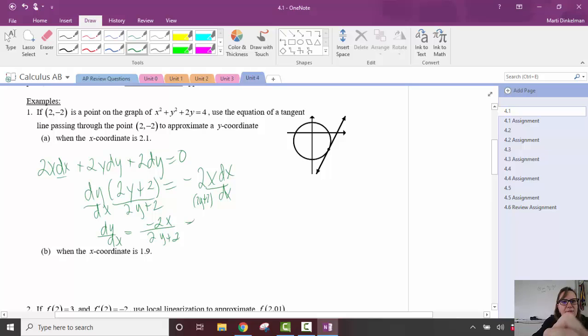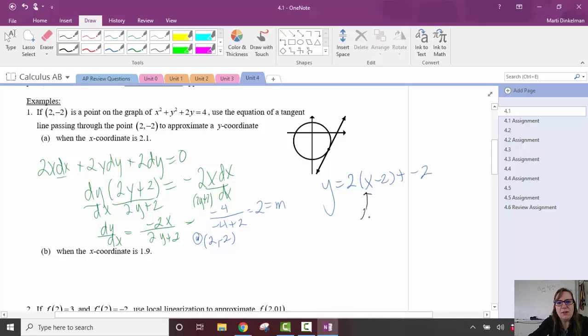Now we're welcome to simplify that. I'm not so worried about the 2's. I don't think that's going to make our life too difficult. So we're going to plug in 2 and negative 2, so 2 for x and negative 2 for y. So negative 4 divided by negative 2, which is positive 2. So there's our slope. So we're going to say our tangent line is slope times x minus the x-coordinate plus the y-coordinate. And now what they're intending us to do is to plug in a 2.1 right there.